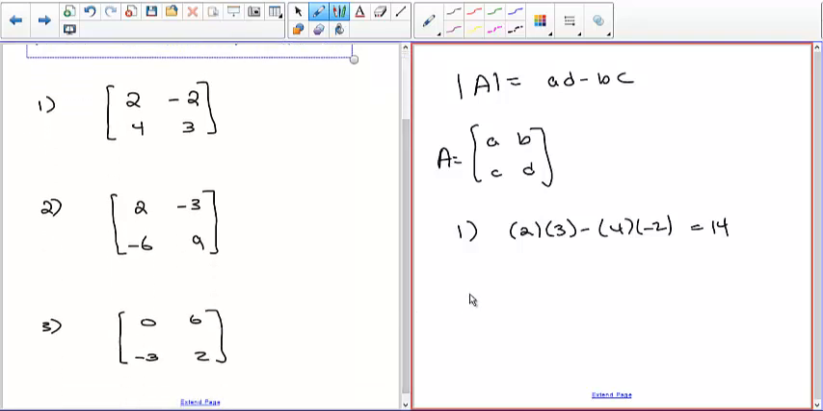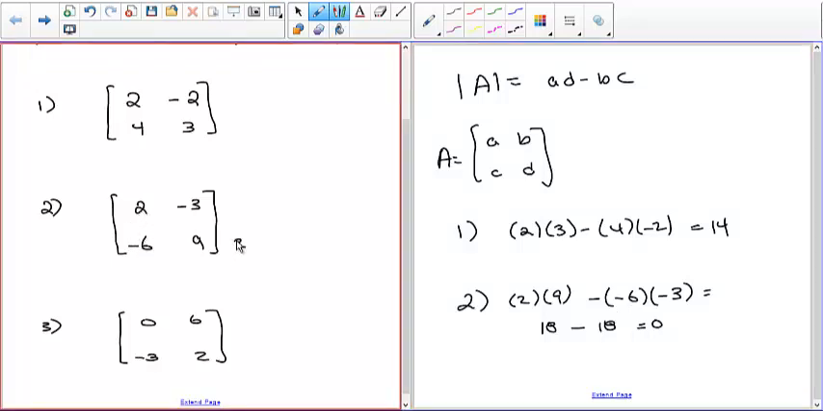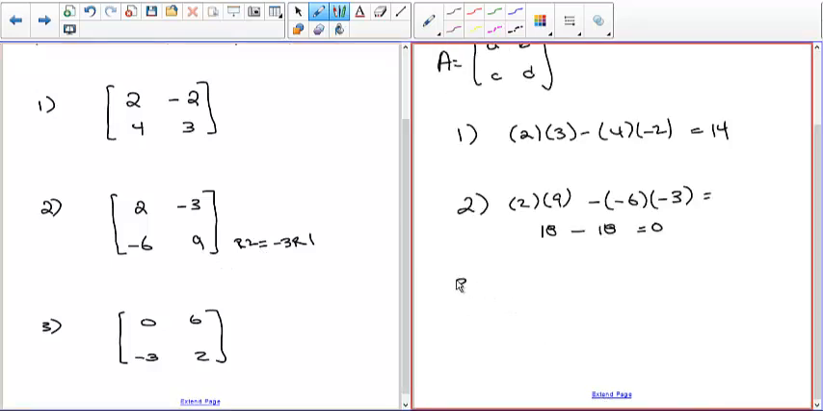And the next one's another 2x2, so you take 2 times 9 minus negative 6 times negative 3. So that's 18 minus 18, which is 0. And one thing you can say, why is that 0? Well, if you notice that row 2 is just equal to negative 3 times row 1. So if you get a 0, that means that they're really just multiples. One row is a multiple of the other.